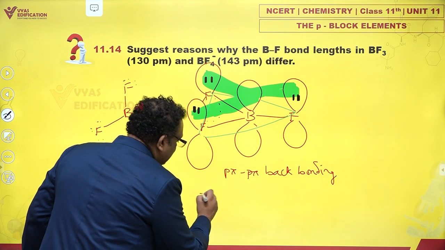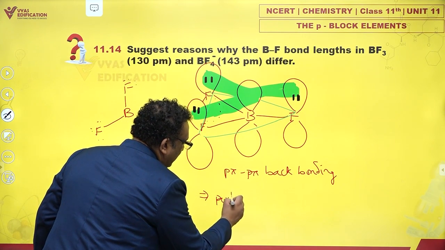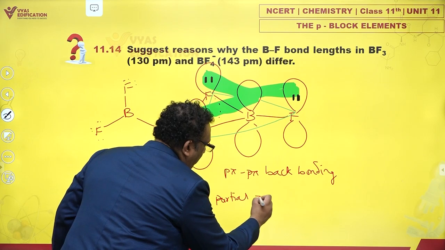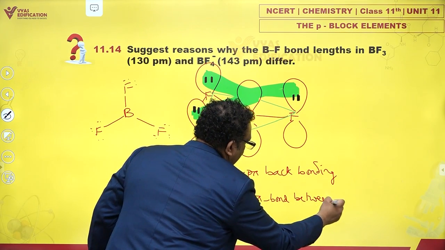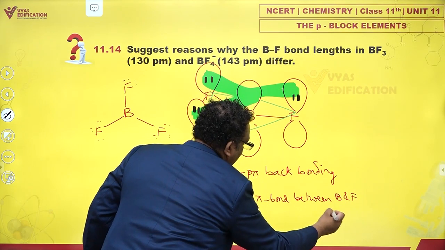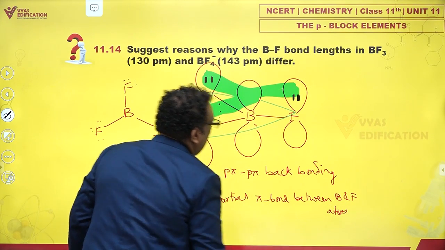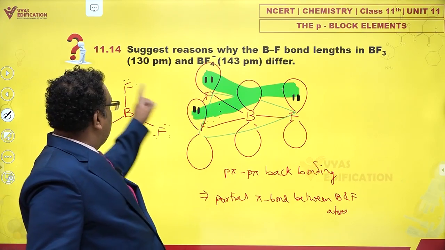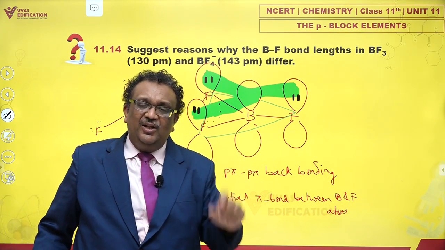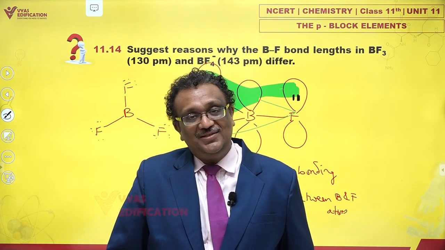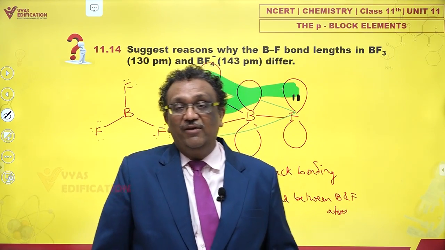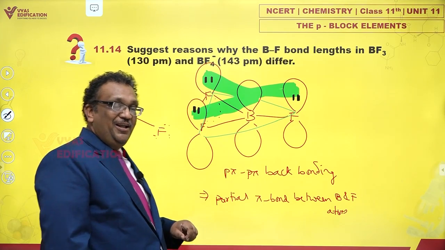And this gives a partial pi bond between boron and F atoms. So that means it is not just a single bond, there is also a slight touch of a double bond. And bond order increases, yes. And because bond order increases, bond length slightly decreases.